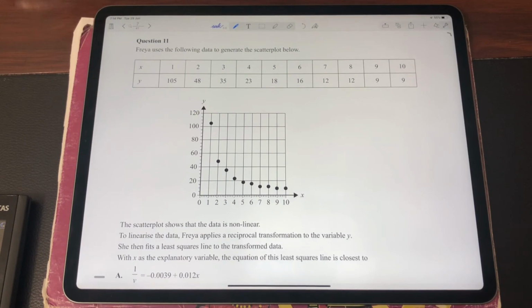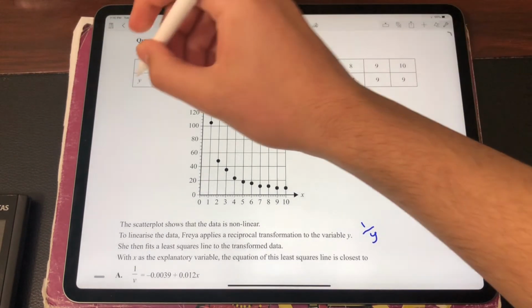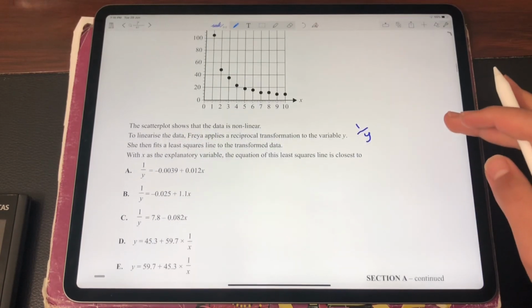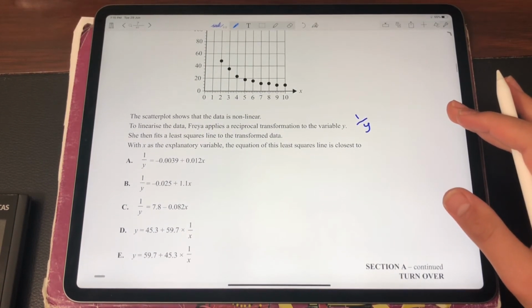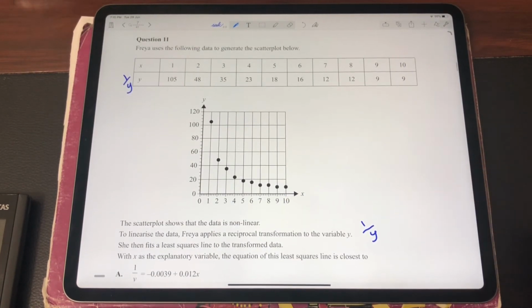Question 11. Freya uses the following data to generate the scatter plot below. The scatter plot shows the data is non-linear. To linearize the data, Freya applies a reciprocal transformation to the variable y. So that means this transformation over here has been applied to the variable y. She then fits a least squares line to the transformed data with x as the explanatory variable, and the equation of the least squares line is closest to. So we need to determine what the equation of the least squares line is after the reciprocal transformation has been applied to the variable y.